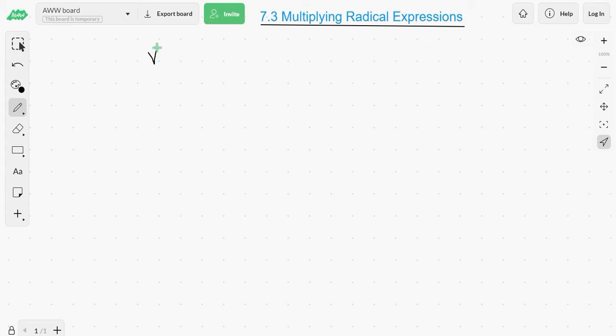Suppose that we look at the square root of 4 times the square root of 9. So we know how to simplify each of these. The square root of 4 is 2, the square root of 9 is 3, 2 times 3 is 6. So the square root of 4 times the square root of 9 is just 6.